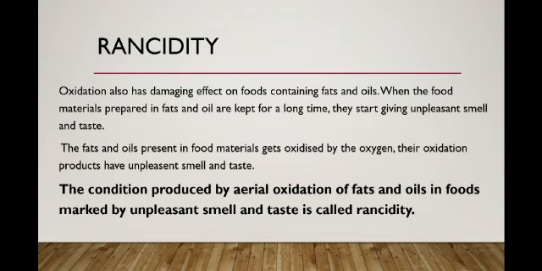We all face the same problem in our houses when the food that remains after our meal is not kept in refrigerator, it starts giving a foul smell. That foul smell is rancidity. Why does this foul smell come out from the food? Because the oil or the fat present in the food gets reacted with the oxygen present in the atmosphere. When this reacts with the oxygen, it gives out a foul smell, and the process is called rancidity.